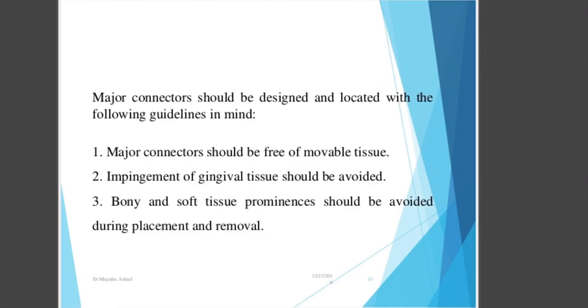So before constructing the major connector, we need to keep these things in mind. So what actually is a major connector? The major connector should be designed and located with the following guidelines. There are certain guidelines given in McCracken which need to be followed. So what are the guidelines? The major connector should be free of movable tissue. It should not impinge the tissue. Clear? Impingement of the gingival tissue should be avoided.